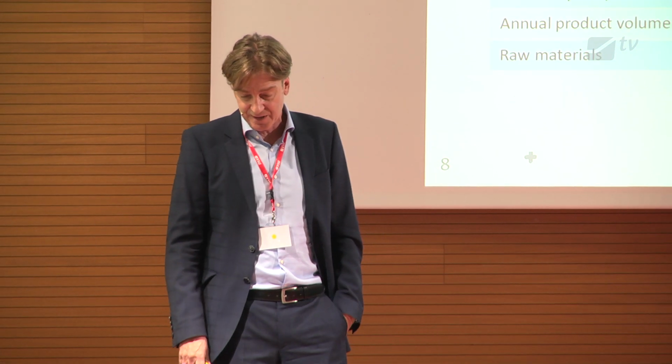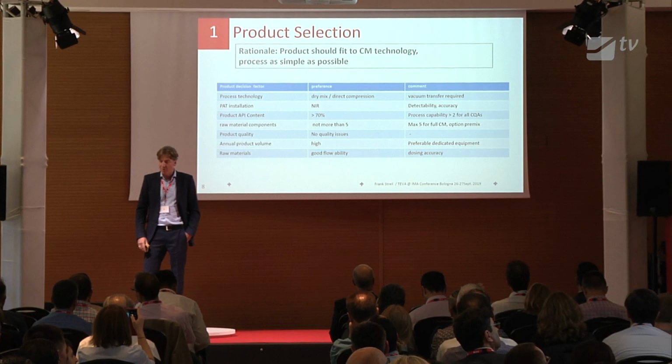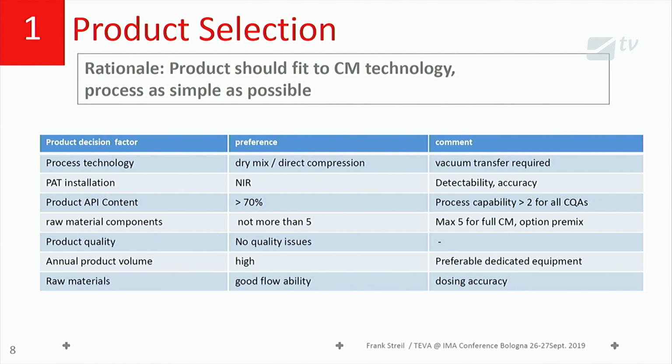In case of product selection, we decided to go for a product which is really straightforward and well established. You can see here some points. The technology should be easy, direct compression. We decided for an NIR installation because we had the NIR competence in-house. That was a huge benefit. The API content, of course, should be high, and the raw material components should not be too many because we try to avoid having premix and everything. So it was limited to 5, and the product quality should be as robust as possible. I think this is self-explaining.